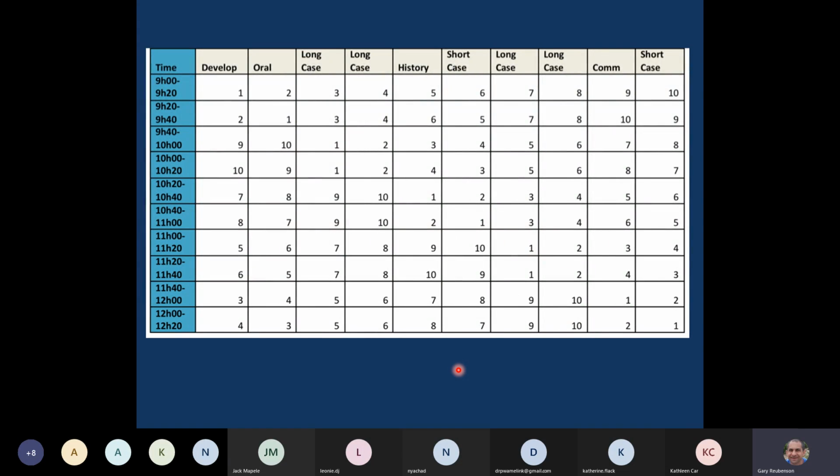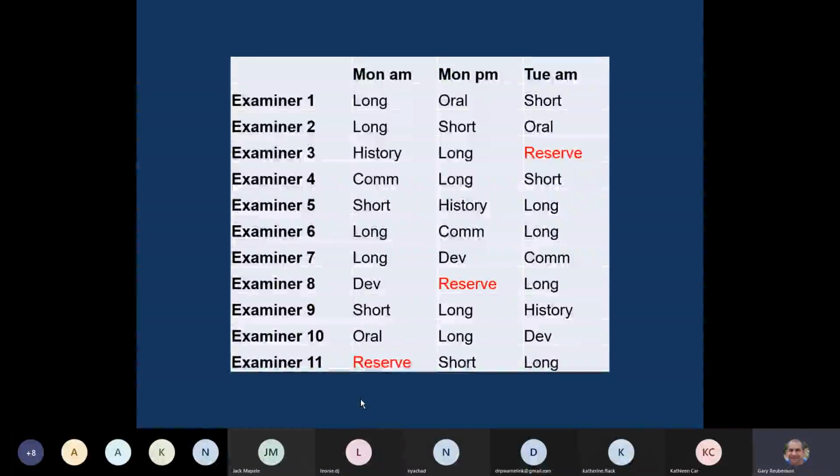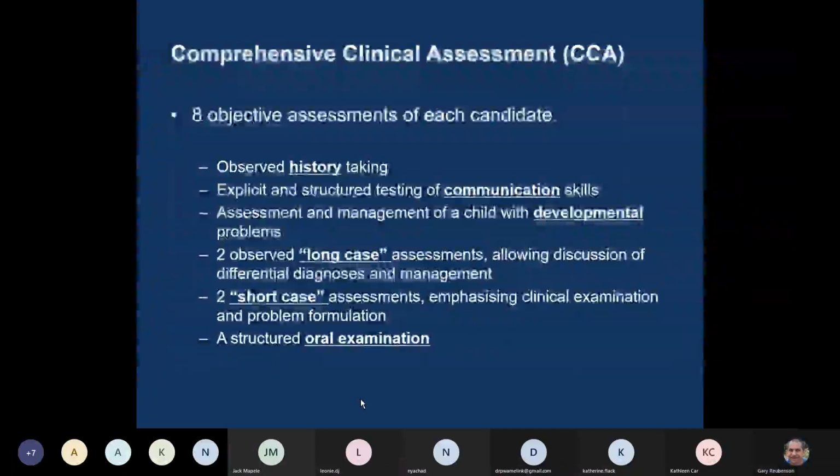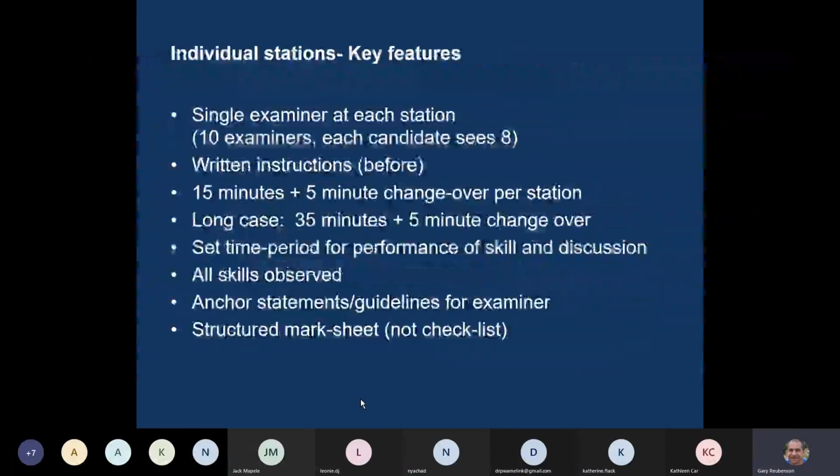And there will be times when, depending on the numbers, there may be rest stations built into it. So if we need to get more candidates through, and it's not a perfect number divisible by 10, then we'll have to have rest stations built into it. So you may have 1 or 2 rests along the way. Just don't worry about this. It's really how the examiners work, and you can see that the examiners also get exposed to a variety of different stations throughout their examining time. That we've been through already.